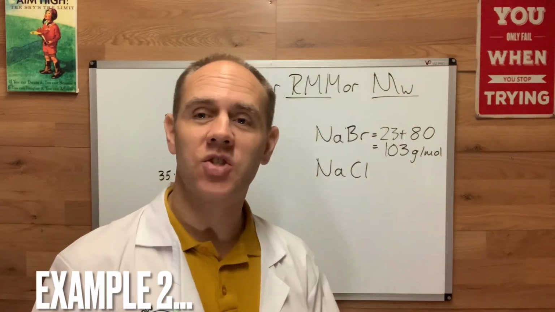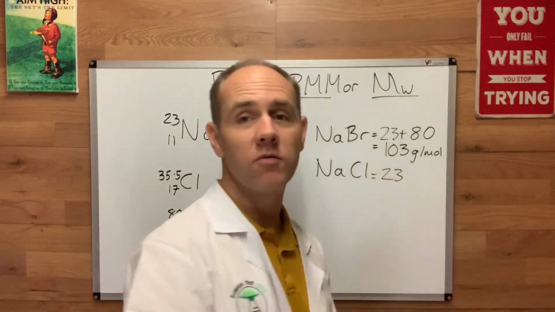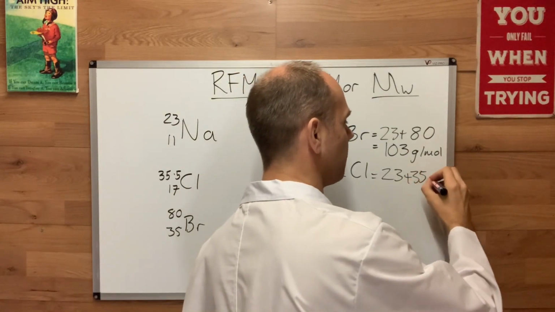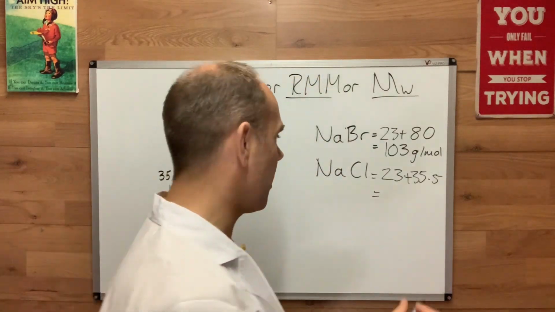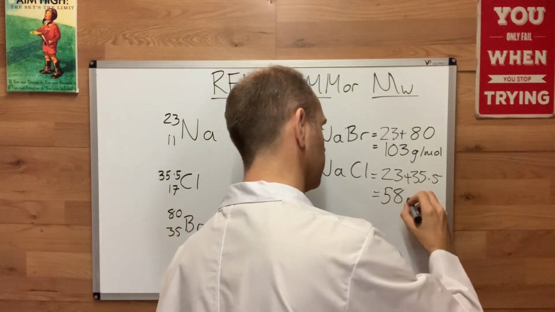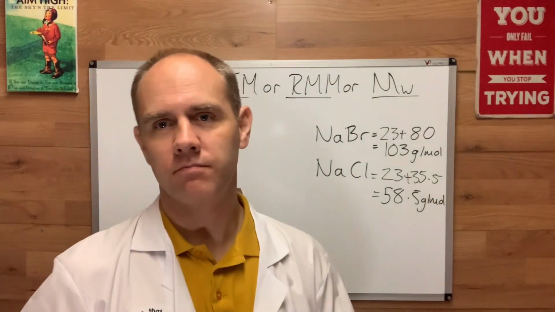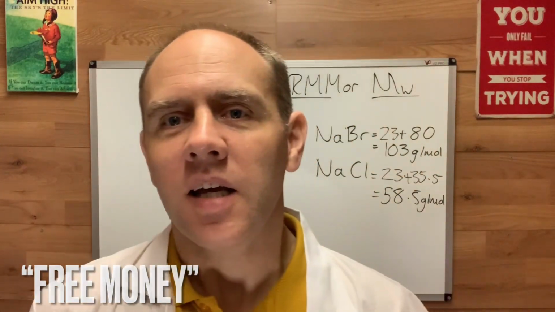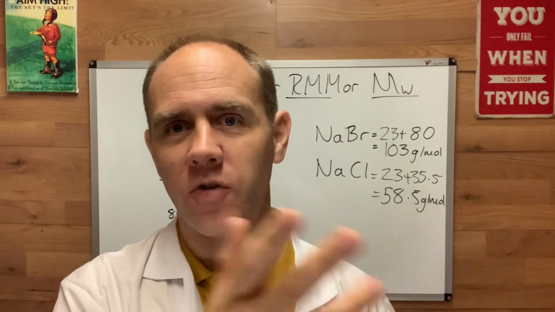The next one is sodium chloride. 23 from the big number, the mass number, added to 35.5, and that gives us 58.5. Again, g/mol. But that's it. If you can do that, that's free money.